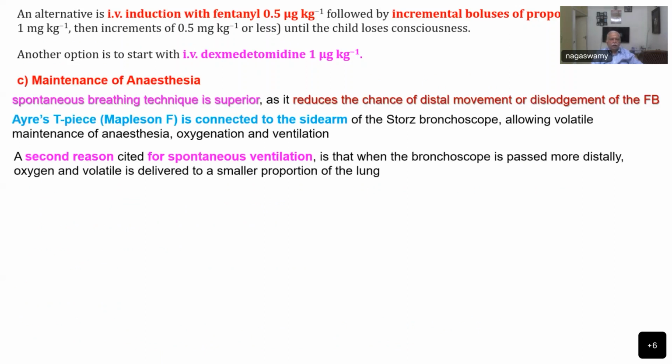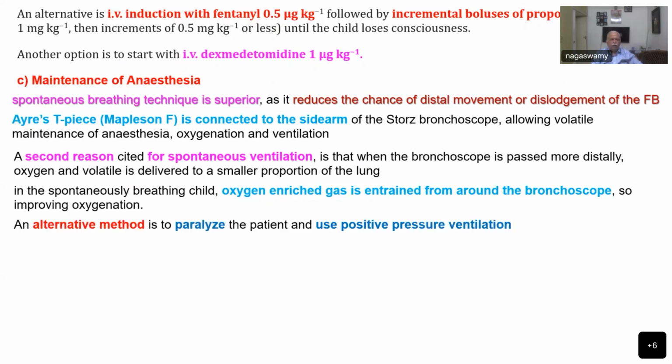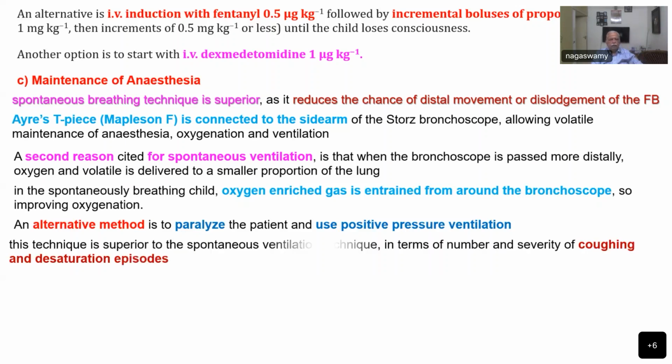And the second reason cited for spontaneous ventilation is that when a bronchoscope is passed more distally, oxygen and volatile can still go through to the lung through the sides of the bronchoscope. So the oxygen enters as gas entrained from the bronchoscope, improving the oxygenation. The alternate method for that is to paralyze and use positive pressure ventilation.